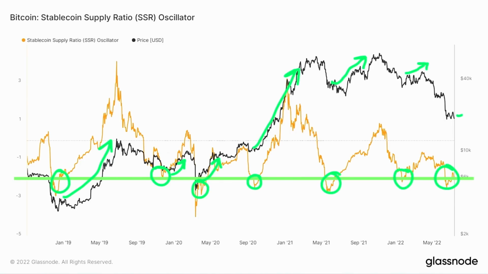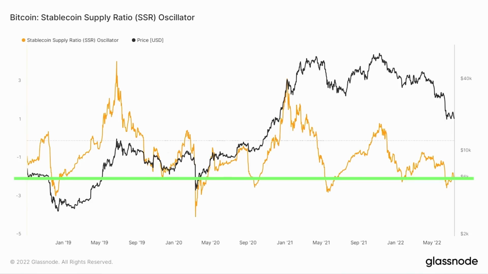Again, today is not the time to teach you exactly what it all means. I just want to show you how to interpolate or read it. So this basically shows you the amount of dry powder on the sidelines, the amount of stable coins and currency out there waiting to get plowed back in. And when you see this -2 level, I've drawn a big green line, whenever the SSR dips below it and then corrects back up, then you see a spike in the price.